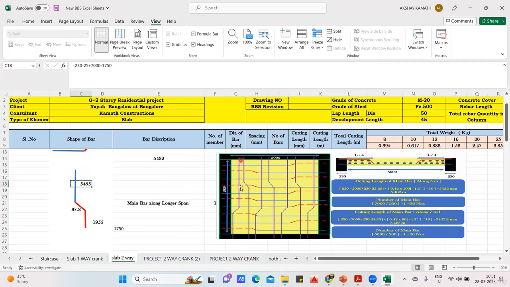It will be 230 minus 1 cover plus 7,000 minus the crank length. So the crank length will be minus 1750. So this will be 5455. 5455 is this length. The crank is 0.42 into h. But since it's a two-way slab, you remember, 0.42 into 90 we are supposed to do. Same thing we did in the manual calculation, because you have to deduct the bottom rebar, that is the shorter span bar, which is a 10 diameter bar. Then the crank portion is 1750 from here to here plus 230 minus 1 cover. Same thing I've done here.